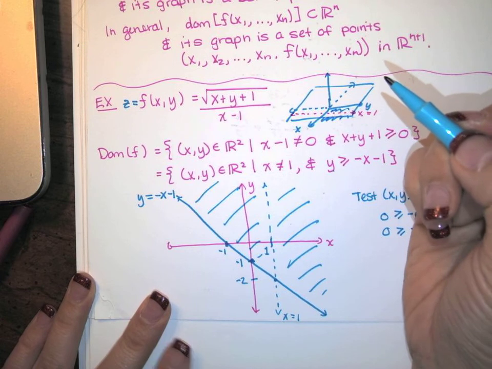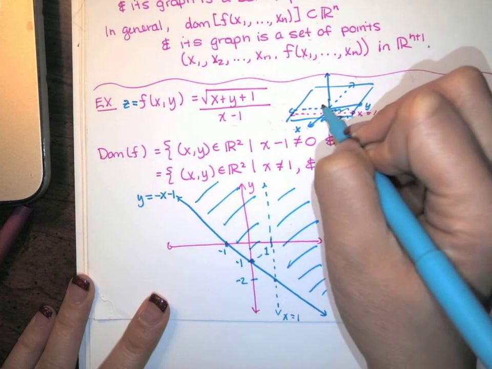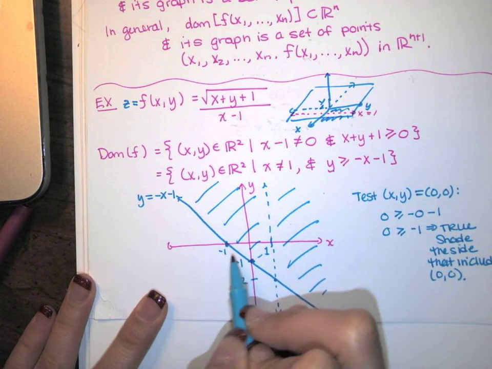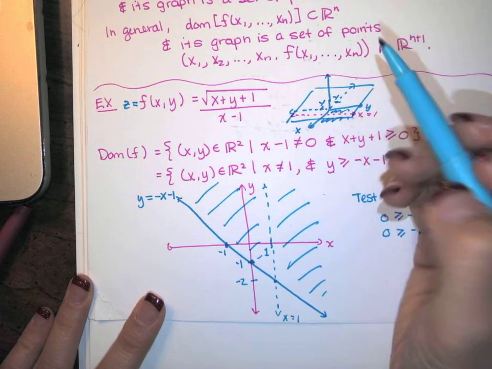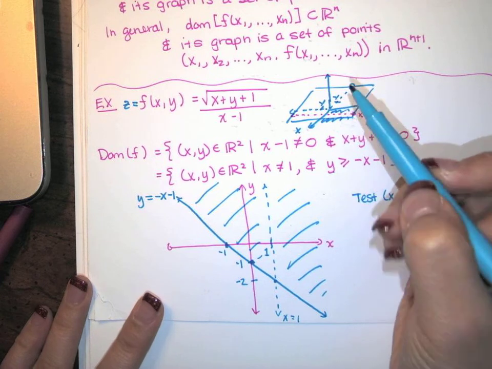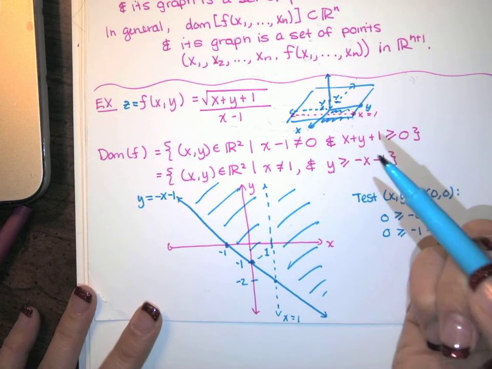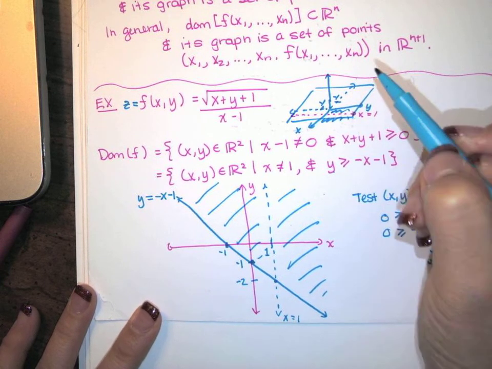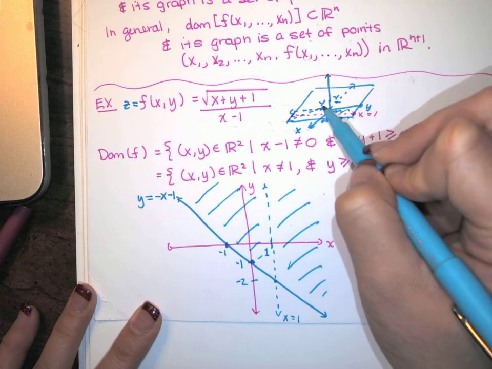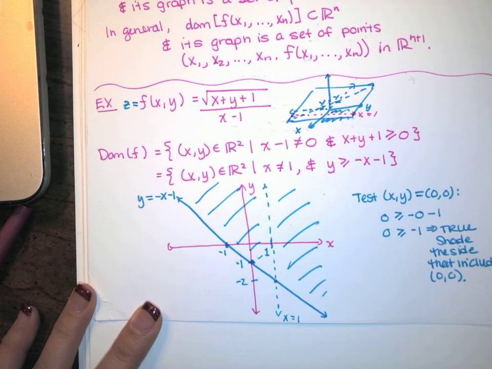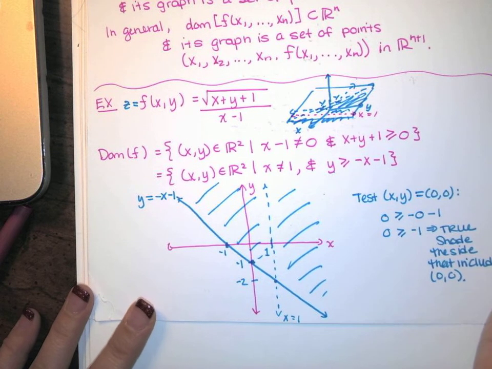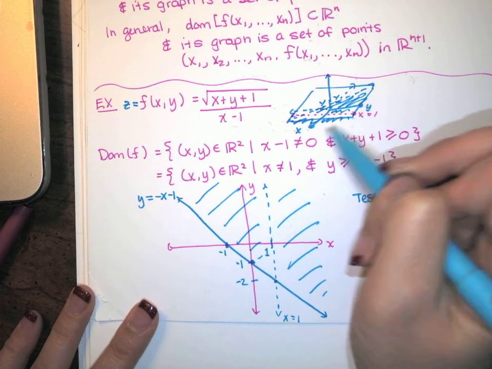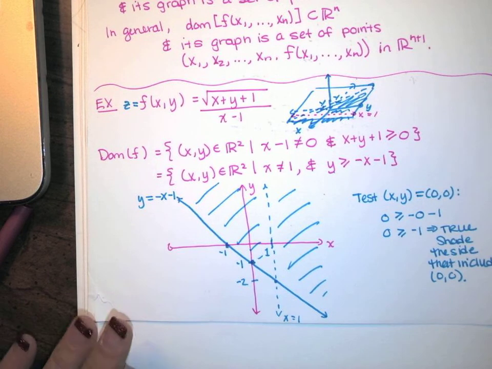Y equals negative 1, x equals negative 1 is where we cross there. When x equals negative 1, y equals 0. So I think it goes through negative 1, it goes like this. Yeah, I think that's what we see. It's a little bit hard to see in 3D. But this blue region down here is the domain, and above that, there's some surface.